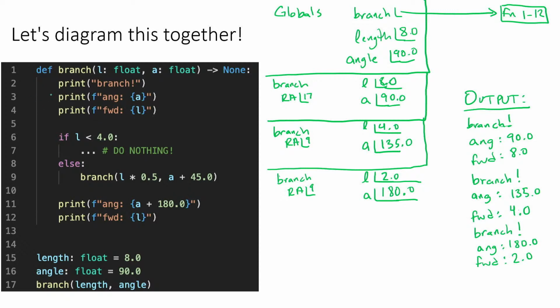All right? And here's where we reach our base case. Right? So if L in the current frame we're working in is 2, is less than 4, we're going to do nothing. So we're going to go into the then branch, we do nothing, and then we skip past the else, right? And now we're going to print ang again, but plus 180. All right, so now we're printing ang 360, right? And then forward L, which is 2.0.